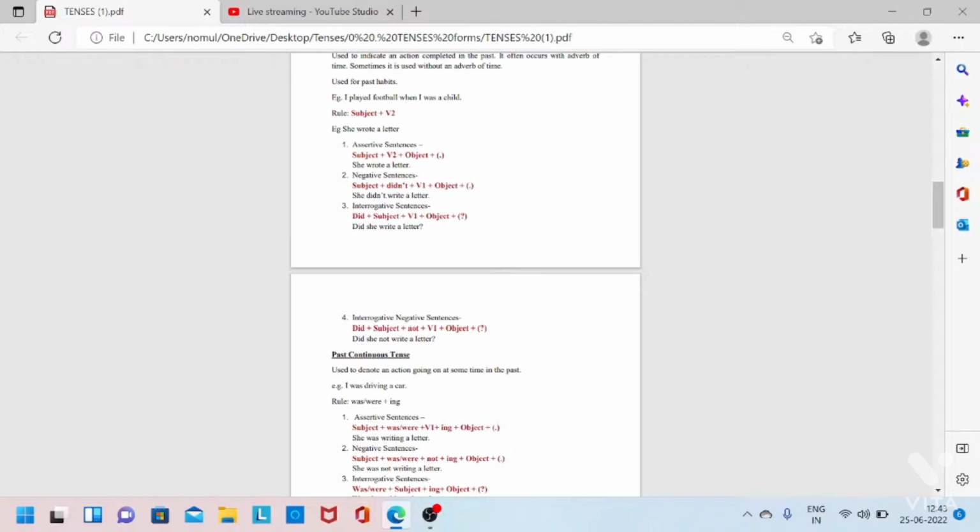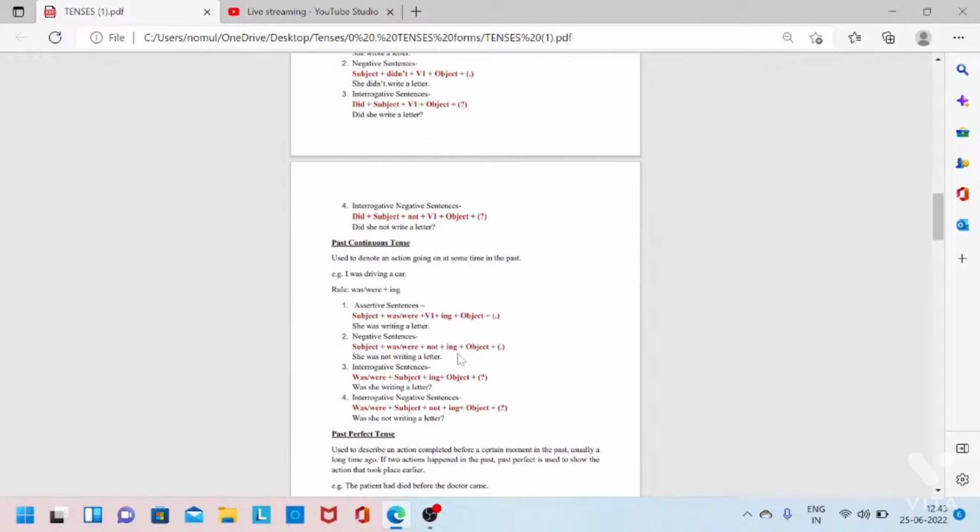And the past continuous tense is used to denote an action going on at some time in the past. Past continuous tense denotes an action going on at some time in the past, like I was driving a car. So the rules use was and were, and ing formation. For the assertive sentence, subject plus was or were plus v1 plus ing plus object. So she was writing a letter. The past continuous tense is like it has already happened, right?